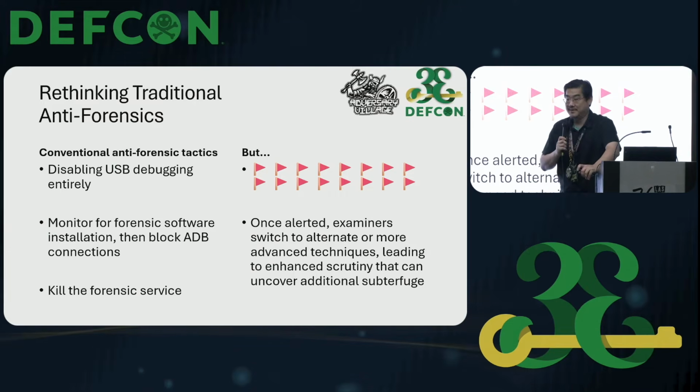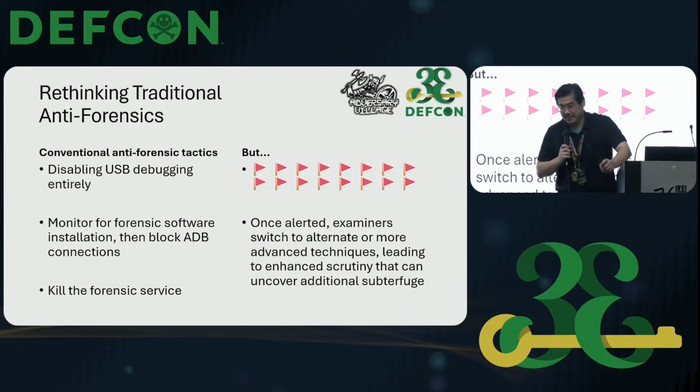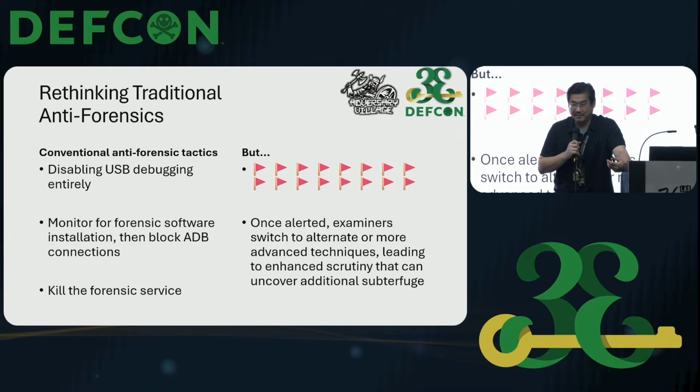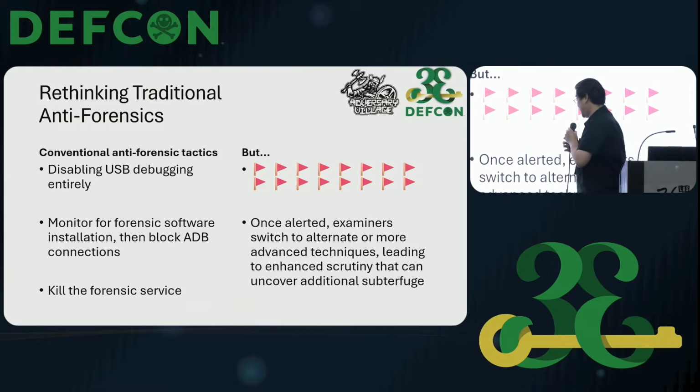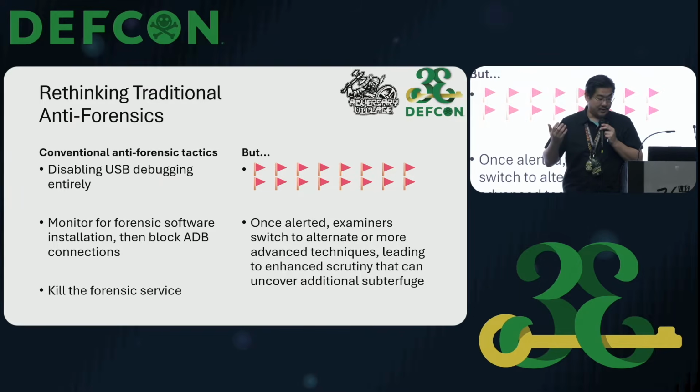obvious red flags. If I'm the forensic software, or if I'm the forensic examiner and I see that, hey, you know, what on earth is going on? I can't seem to get ADB, I can't seem to get my service to run, it's a red flag. And once that happens, what will an examiner do? They'll switch tactics. They'll perhaps look at more advanced approaches, more enhanced scrutiny, and so on. Well, and they might just uncover what you're trying to do, right?